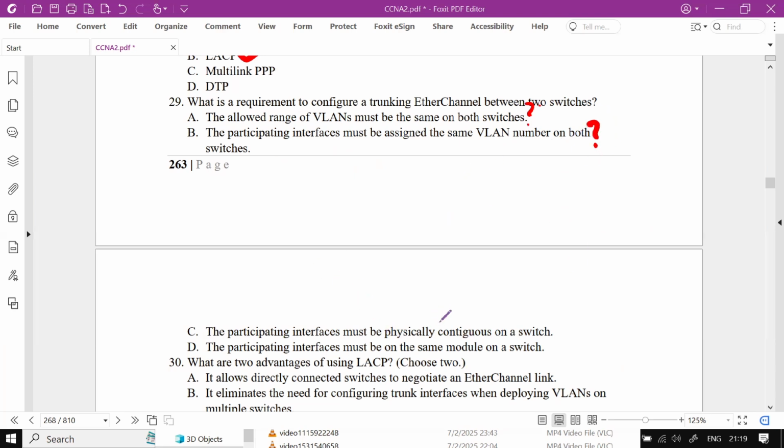Participating interfaces must be physically contiguous. No, they must be on the same interface. I think contiguous is definitely not an answer. The participating interfaces must be on the same module on a switch, not on the same module, different modules, different switches actually.